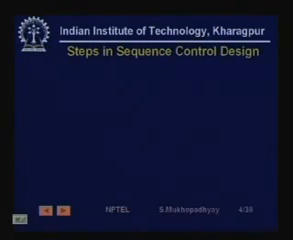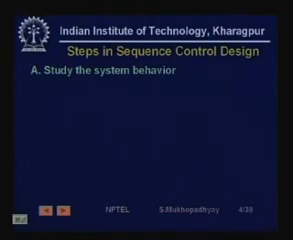So now let's go through the basic broad steps in sequence control design. So the first step is to study the system behavior. This is a very critical step, and most of the errors that happen in any programming exercise, not only this kind of industrial automation programming, mainly arise from the fact that the programmer or the developer did not understand the system well. So this is a very important step.